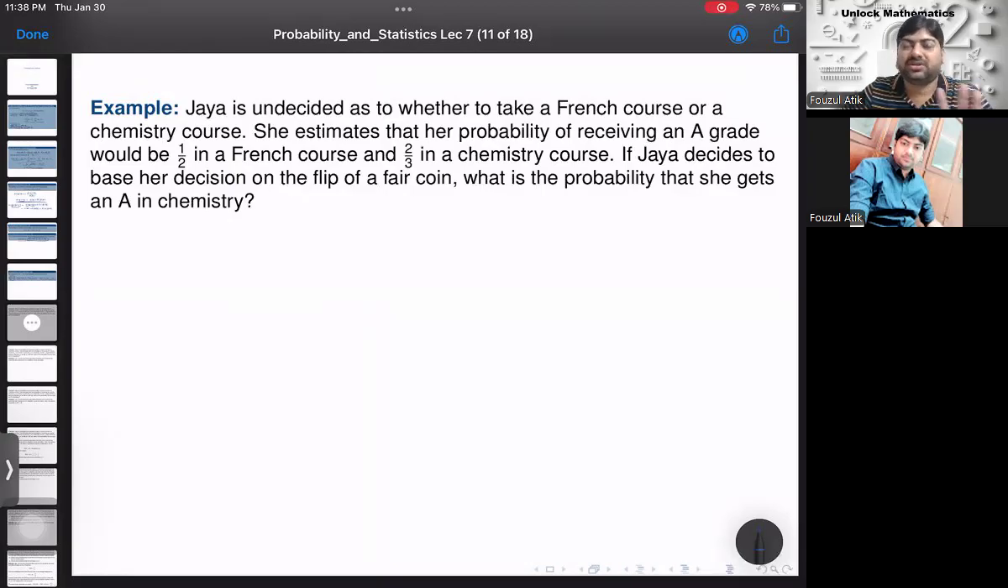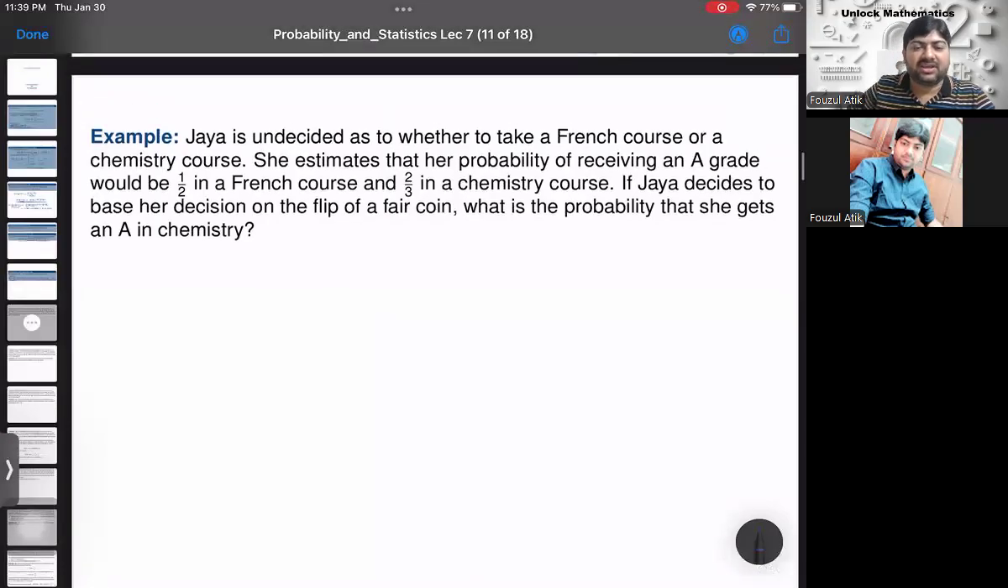So she already got some idea, maybe from somewhere, from the previous years, maybe she took the opinion of seniors, and she understood that the probability of receiving an A grade would be 1 by 2 if she takes a French course, and it is 2 by 3 if she takes a chemistry course. Now, if Jaya decides to base her decision on the flip of a fair coin, what is the probability that she gets an A in chemistry? What does it mean?